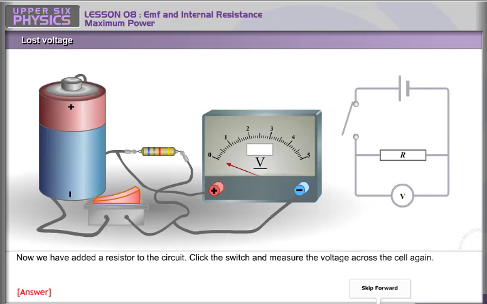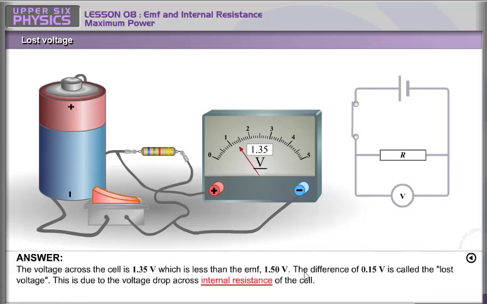Now we have added a resistor to the circuit. Click the switch and measure the voltage across the cell again. Answer: the voltage across the cell is 1.35 volts, which is less than the EMF of 1.50 volts. The difference of 0.15 volts is called the loss voltage. This is due to the voltage drop across the internal resistance of the cell.